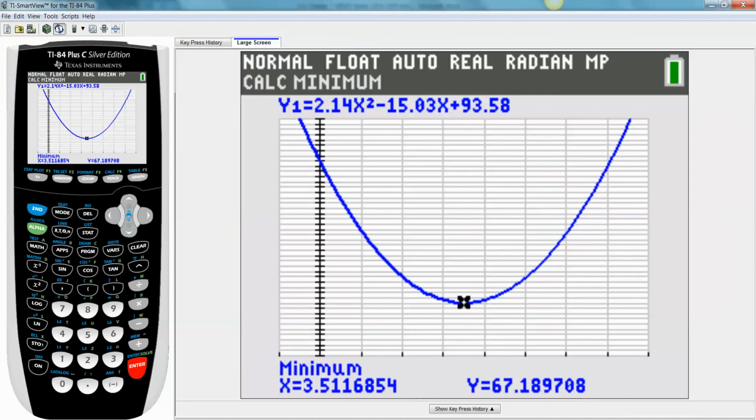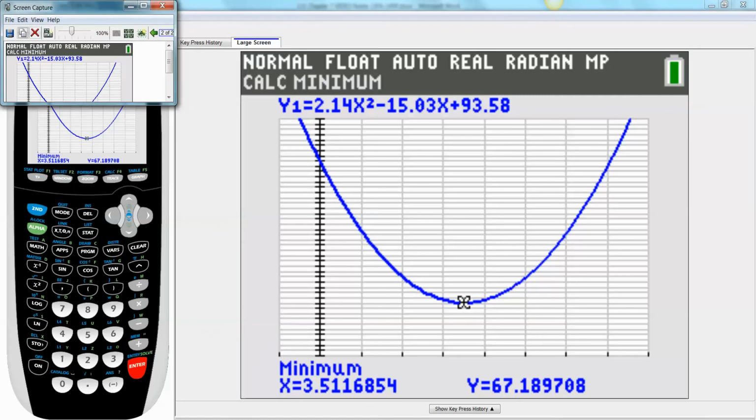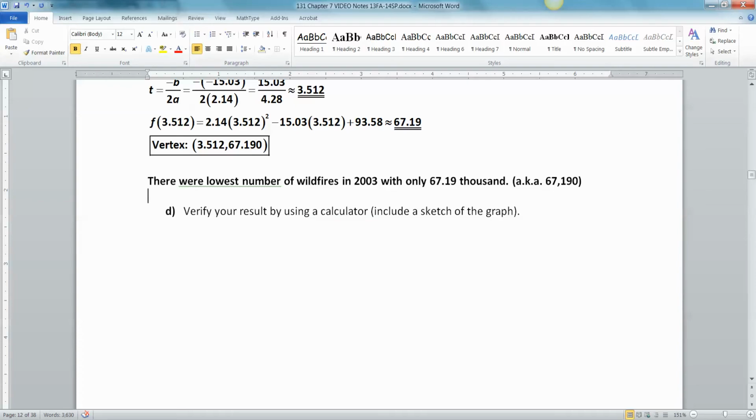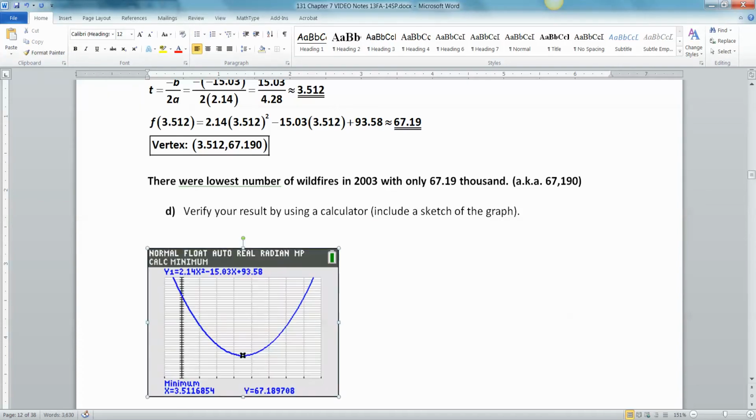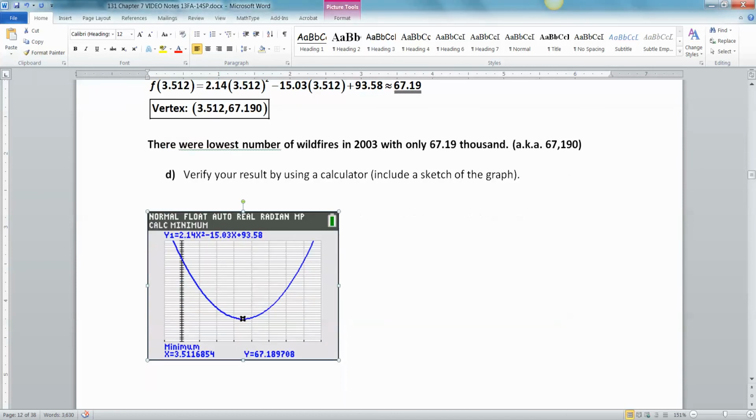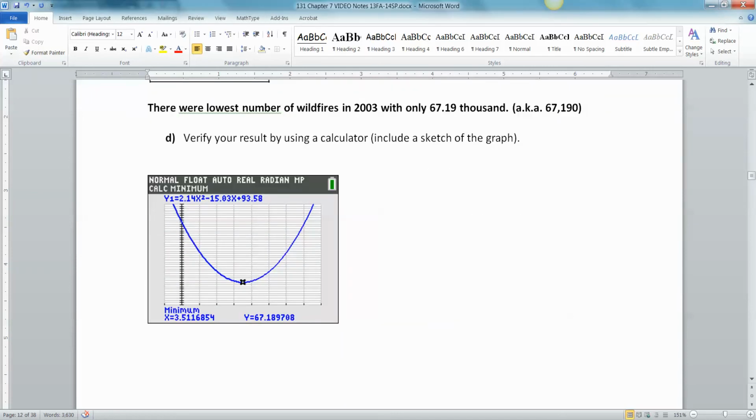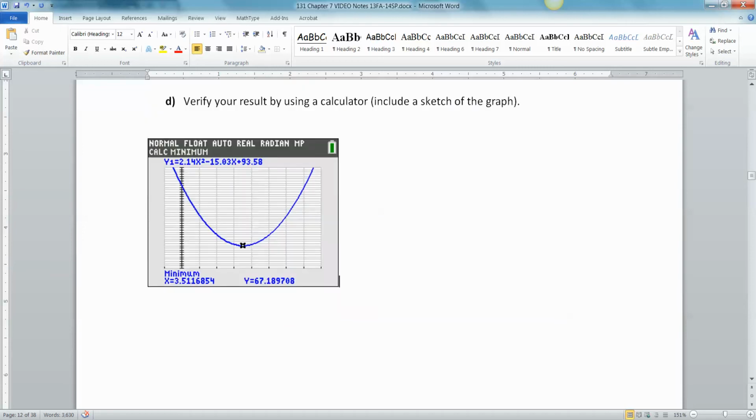And there we go, 3.512, 67.1897, so 67.19. I'm going to take a picture of that. You would be drawing a quick sketch of it on your paper, because that's how you verify that you did this. And that's it. That's how to find the minimum with your calculator. That's everything we needed. And you would label this just like here, right? You'd point to that point and label it with those coordinates. All right, we're all done with section 7.2. I'll see you back here for 7.3, part 1.